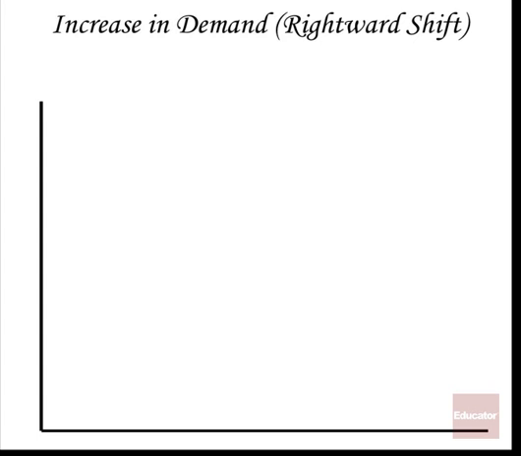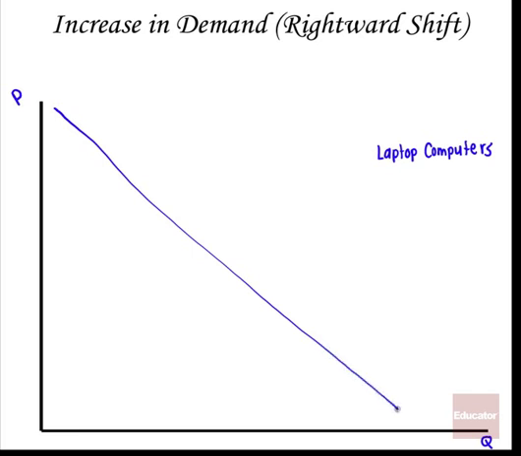So we're going to give a very brief example of how an increase in demand actually looks in terms of a rightward shift. So let's say you have, this would be good for laptop computers. Very simple here. Make sure you put Q on the bottom and P on the y-axis. Draw a simple downward sloping line and label it D1.